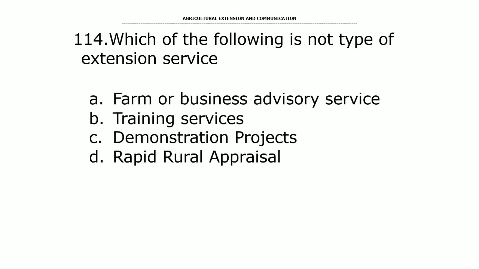Number 114. Which of the following is not a type of extension service? A. Farm or business advisory service. B. Training services. C. Demonstration projects. Or D. Rapid rural appraisal. The answer is rapid rural appraisal.